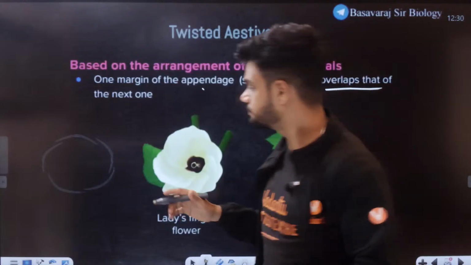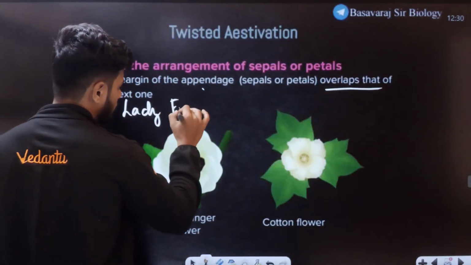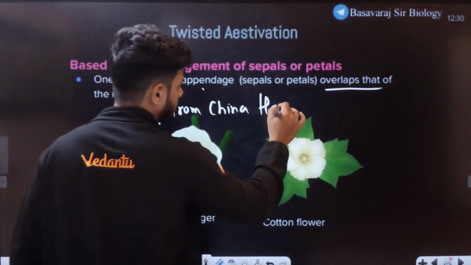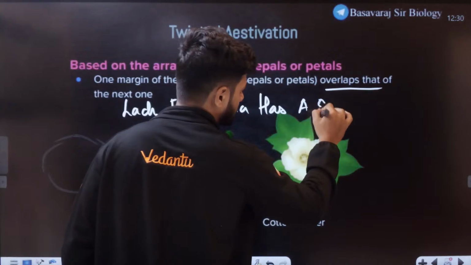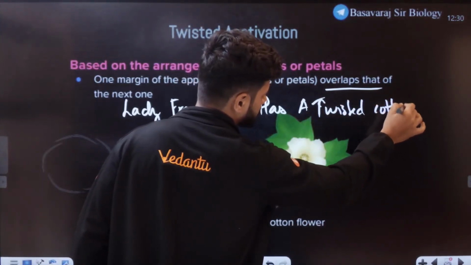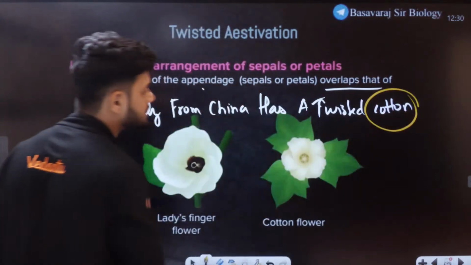Now what is the trick here? Lady from China has a twisted cotton. Cotton is the first example.